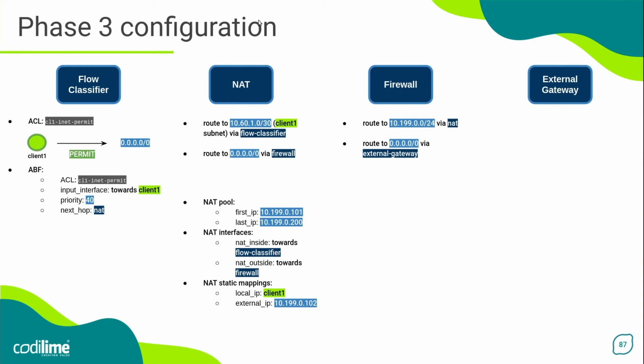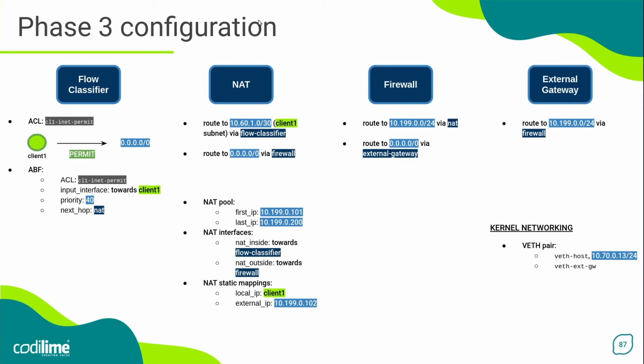For the firewall, we need to add the following routing entries. 10.199.0.0/24, which is the subnet the NAT IP pool belongs to, be reachable via NAT, and the route to the internet, a default route via the external gateway. Let's look at the external gateway now. It requires routing to the NAT IP pool, so we add such an entry. The external gateway is responsible for connecting NSM internal traffic to the outside world.